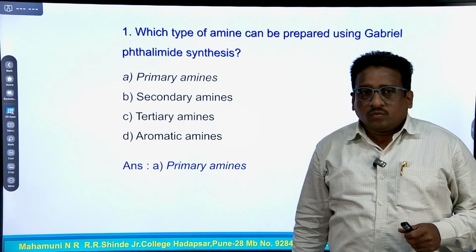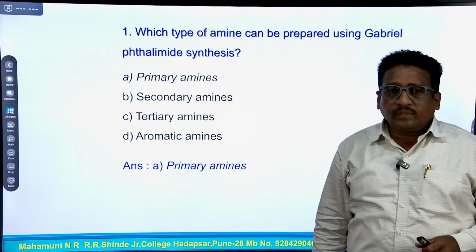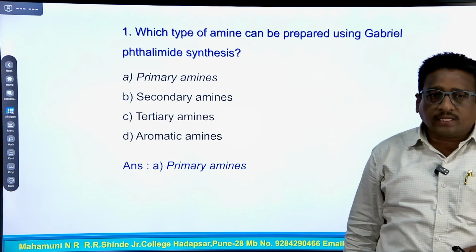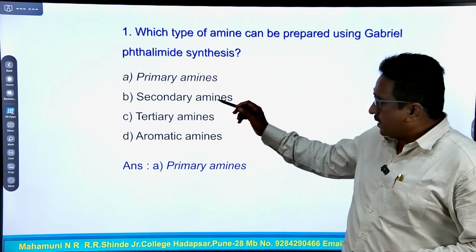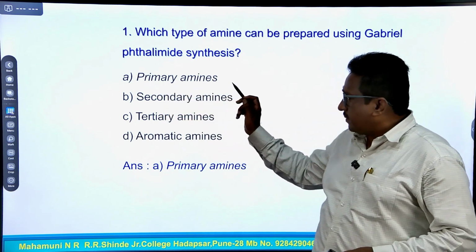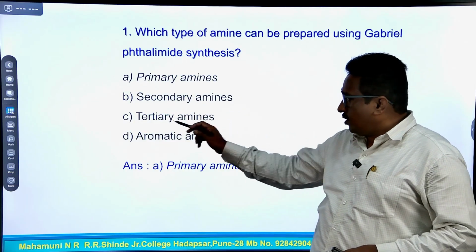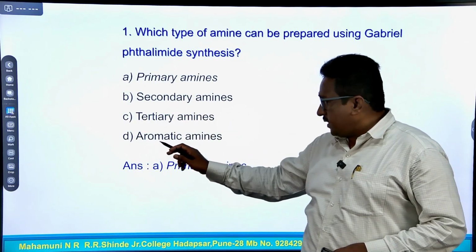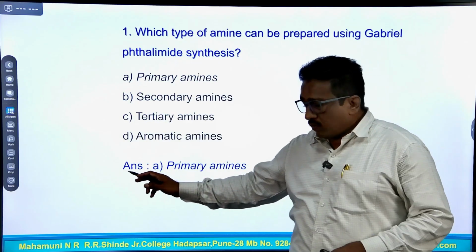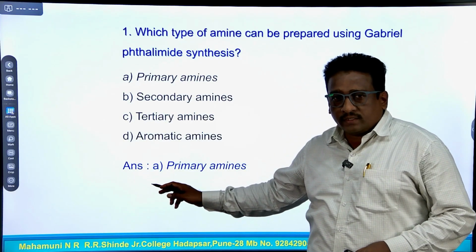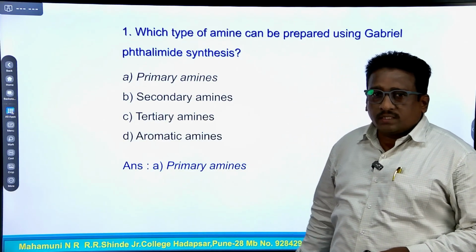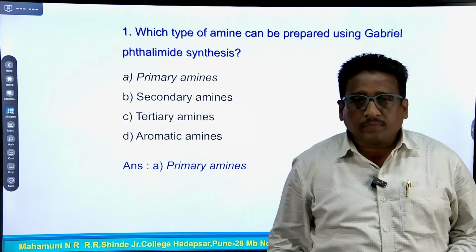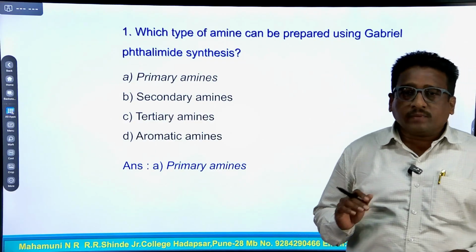Which type of amine can be prepared using Gabriel phthalimide synthesis? Four options. Option A primary amine, option B secondary amine, option C tertiary amine, and option D aromatic amine. We have already studied in Gabriel phthalimide synthesis that this method is useful for the preparation of only primary amines.